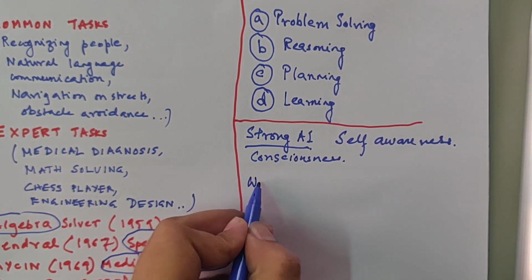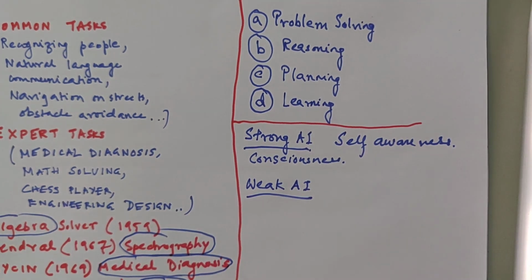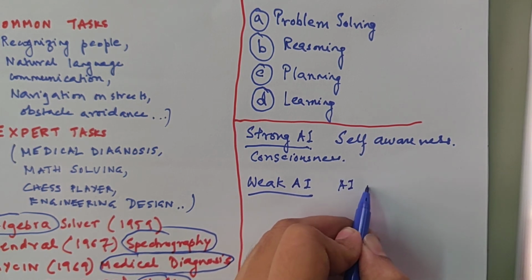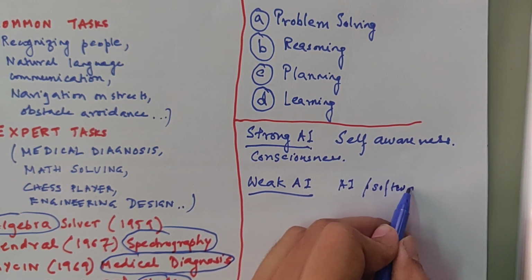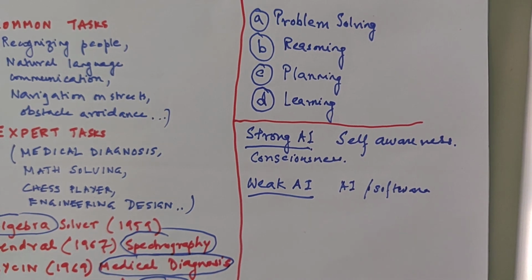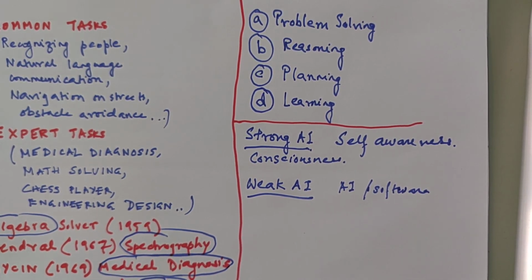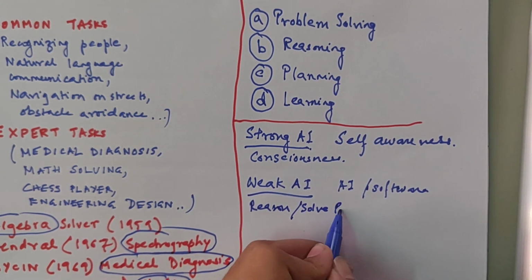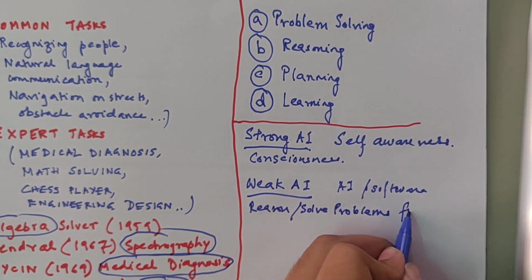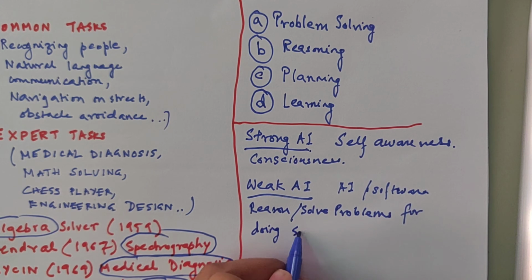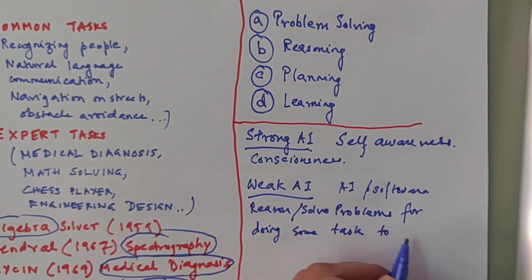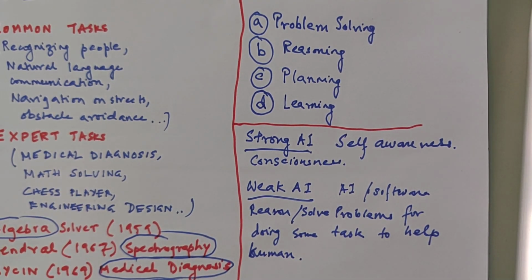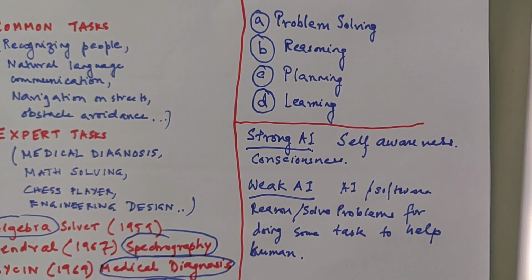We will go to what is called weak AI, the more practical thing. It is some AI in the form of software or electromechanical objects with software, like robots and all, that can reason and solve problems for doing some task to help human beings, I should say. If I bring an analogy to the Industrial Revolution, here we are also aiming to help human beings.